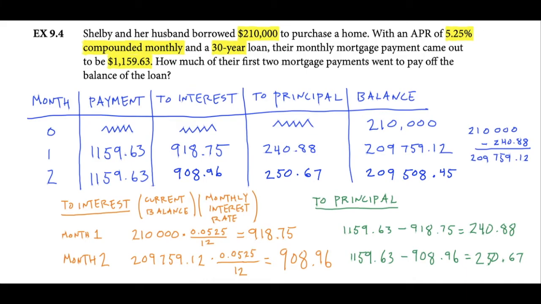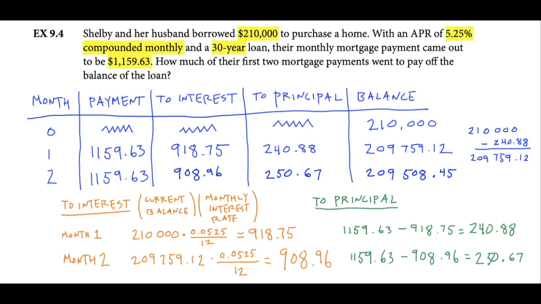An important thing to note is that in the second month, the balance from the previous month is a little bit smaller, so the amount of money that we paid to interest is a little bit smaller. It's about $10 less. In month 1, I paid $918.75 to interest. In month 2, I only paid $908.96 to interest. This means that the amount that goes to principal will increase by about $10. And it's the nature of these types of loans that slowly but surely the balance between the amount to interest and the amount to principal shifts. So eventually you end up paying off the loan.